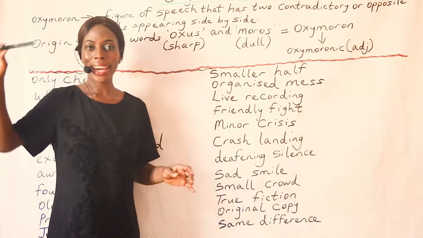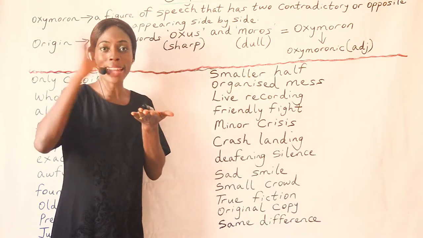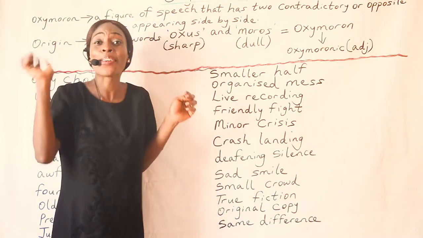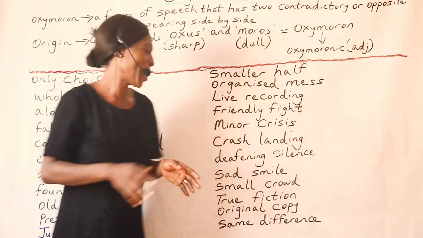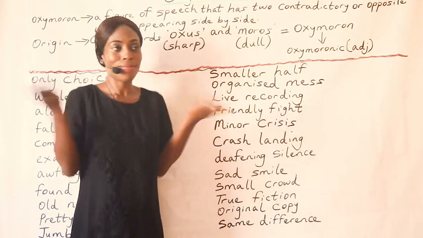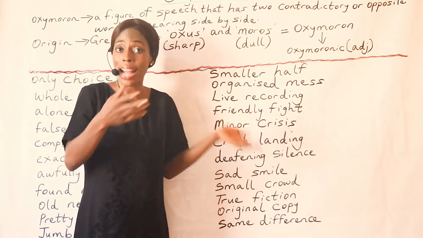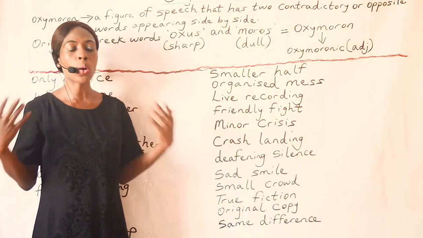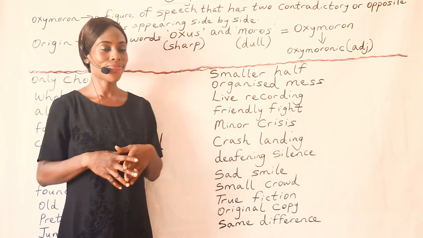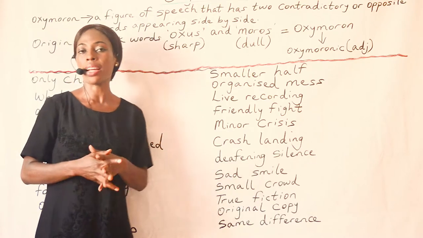Landing, it went smoothly and landed safely. It did not crash. Okay. So having crash and landing together, it didn't land safely, it crashed. Or did it land safely and you're just using crash? It's contradictory. Crash, landing. Oxymoronic. Okay, deafening silence.